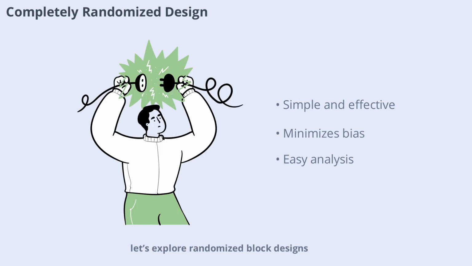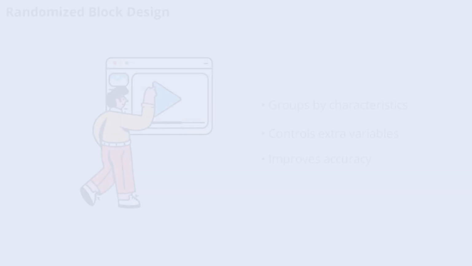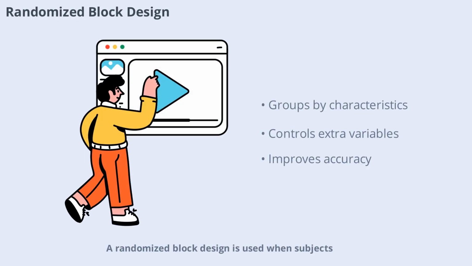Next, let's explore randomized block design. Randomized block design is used when subjects can be grouped into blocks based on a characteristic like age or gender. Within each block, subjects are randomly assigned to treatments. This design helps control for variables that might affect the outcome, making your results more accurate. It's especially useful in field studies or when working with diverse populations.